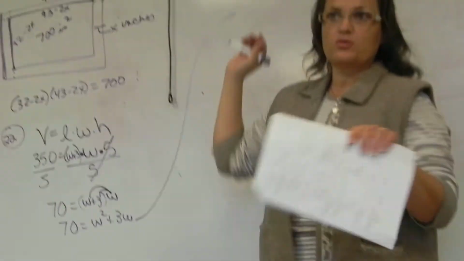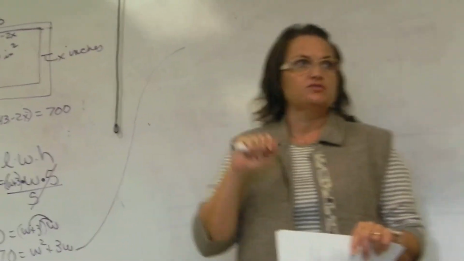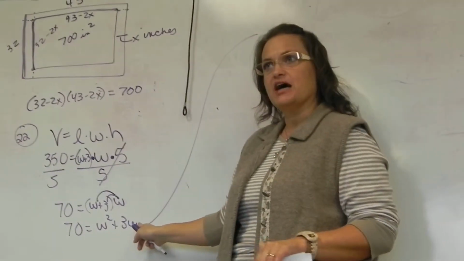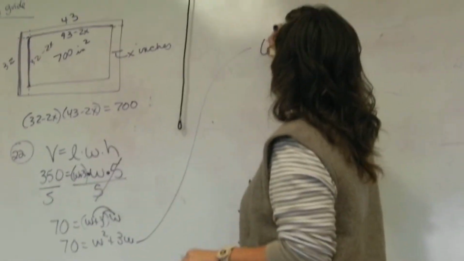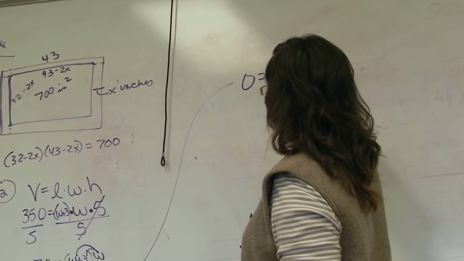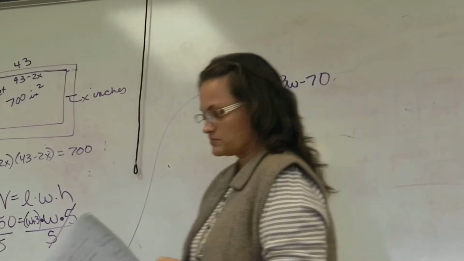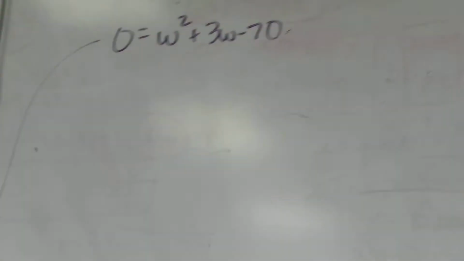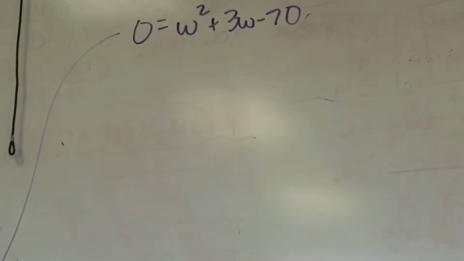Okay, then standard form. As soon as you see it is quadratic, you've got a square term. You want to get it in standard form, so we bring the 70 over to the side so it's equal to 0. So 0 equals W squared plus 3W minus 70. And then you can solve that.